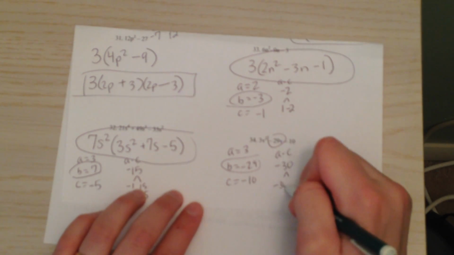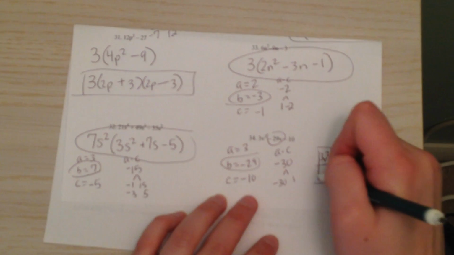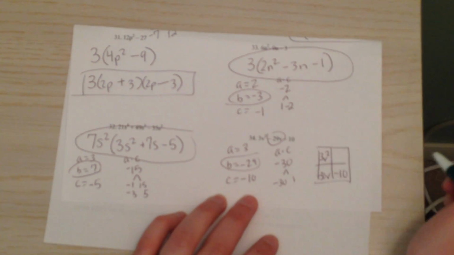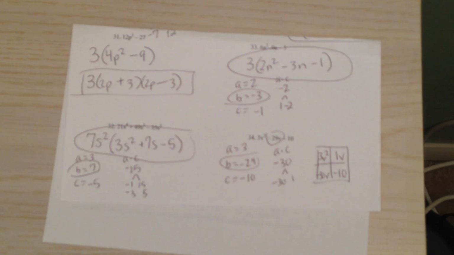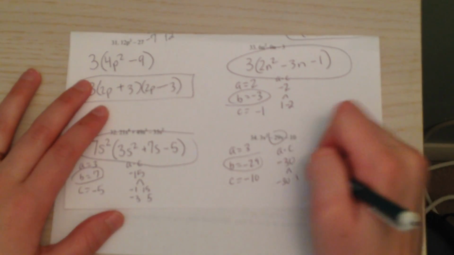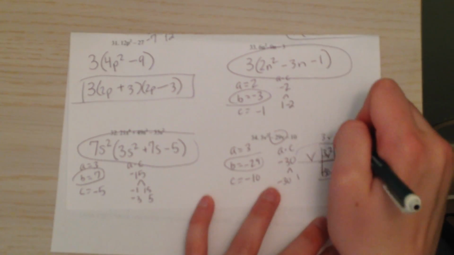I think it's a pretty simple one because we didn't have to think too hard on that. That was negative 30 and 1. So I'm going to put my negative 30v with my negative 10. I'm going to put my 1v up on top there. So when I pull out my GCF sideways, I can just pull out a v. And I'm left with a 3v and a 1 left over.